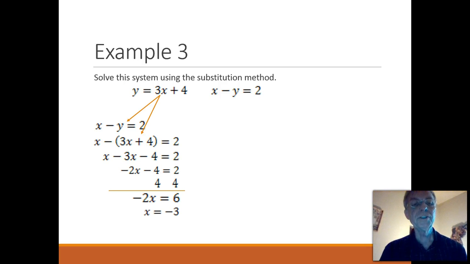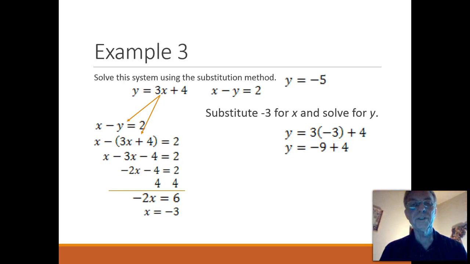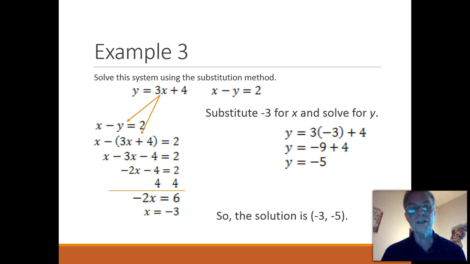So that's part of our solution. I'm going to take the -3 and plug it back into one of the original equations. I picked the first equation, so it's going to become y equals 3 times -3 that was substituted in for the x, plus 4. 3 times -3 is -9, so this becomes y equals -9 plus 4. Add those together gives me y is equal to -5. So once again, our solution is a point that has the coordinates -3, -5. That's where these two lines will cross each other.